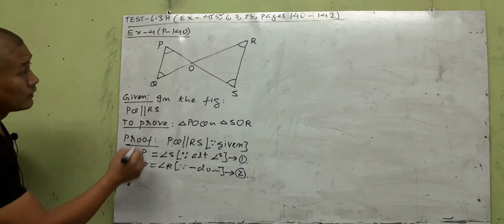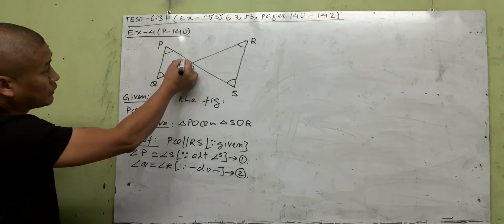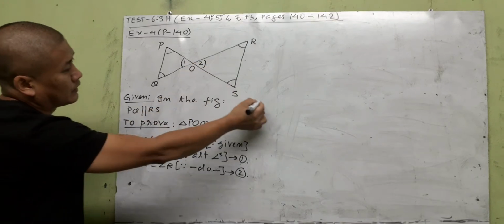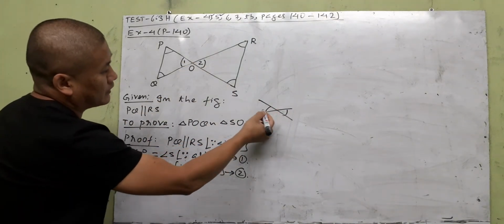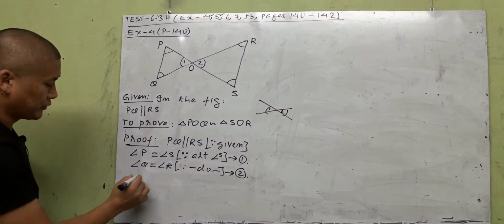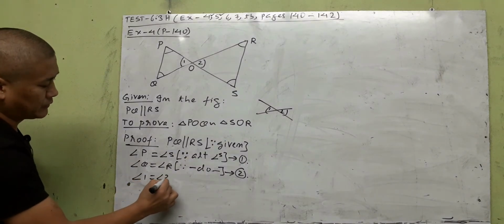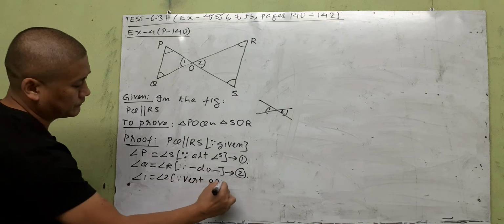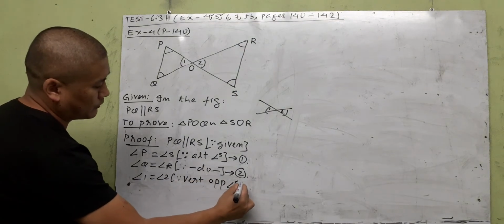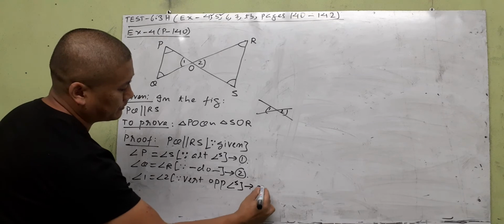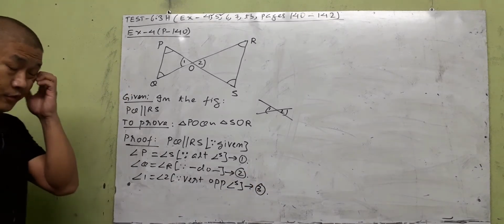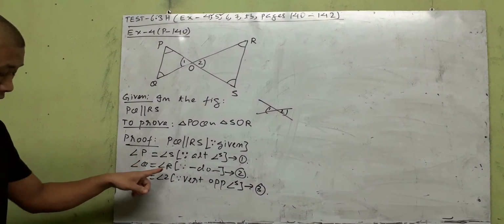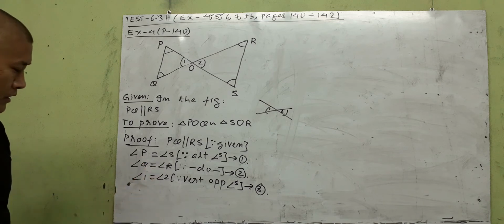I mean, here, if we were to put 1, let us say, and this one is 2, then two straight lines cutting each other like this, 1 and 2 are vertically opposite, so angle 1 will be equal to angle 2 because they are vertically opposite angles. So we got 3 pairs of angles equal to each other. See here, 3 pairs, 1, 2, 3.